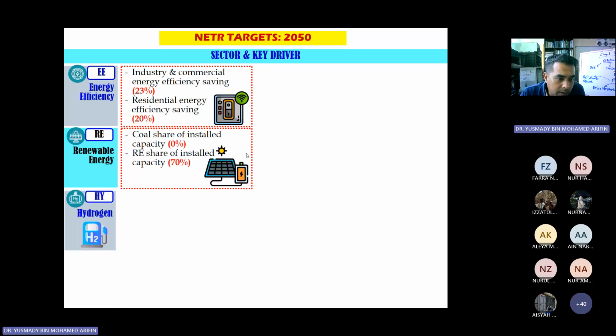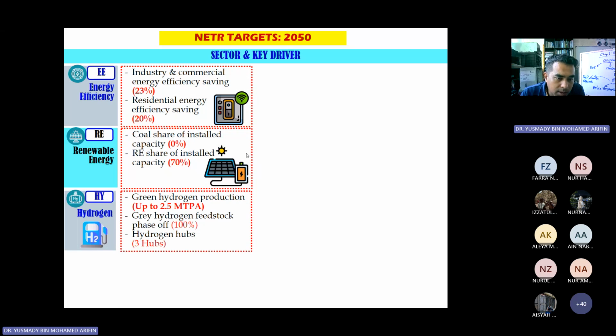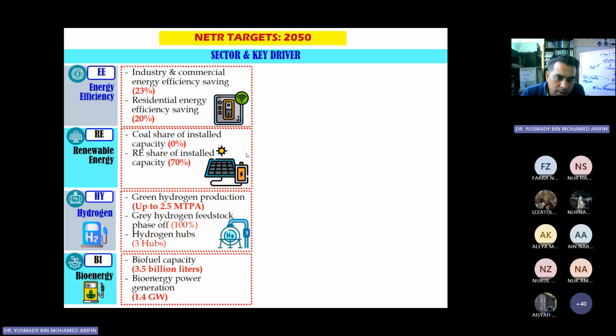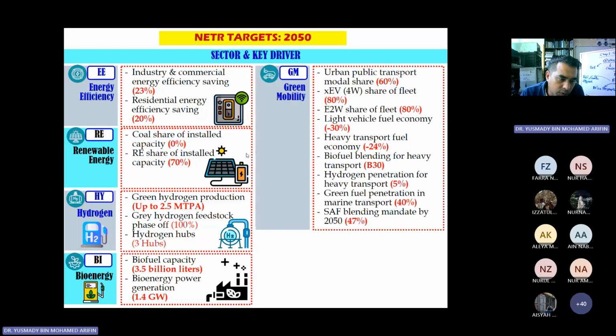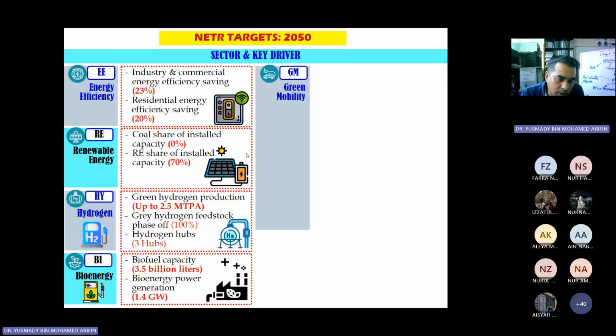Okay. In terms of hydrogen, green hydrogen production up to 2.5 MTPA, means million ton per annum. Setiap tahun. Okay, grey hydrogen feedstock phase up to 100%. Hydrogen hub, 3 hubs. Terus panjang. Yeah. So for bioenergy, biofuel capacity will increase up to 3.5 billion liters. Bioenergy power generation increases to 1.4 gigawatt based on bioenergy. So these are the targets.